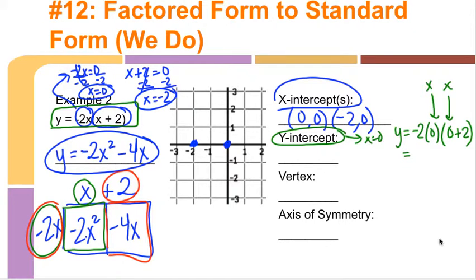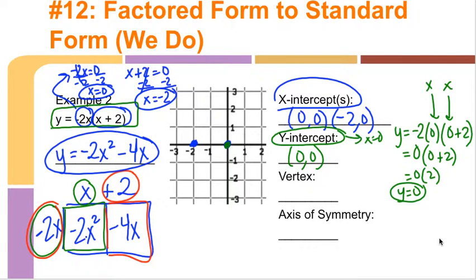Use order of operations. -2 times 0 makes 0. 0 plus 2. So that's 0 times 2. 0 times anything we know is 0. So my y-intercept, which I actually already knew, is also (0, 0).